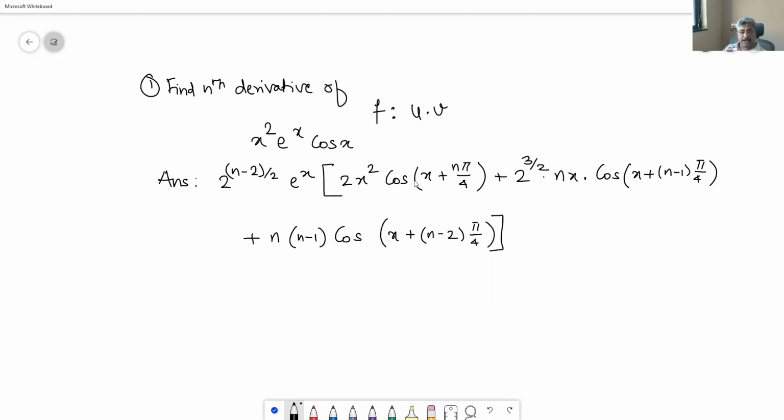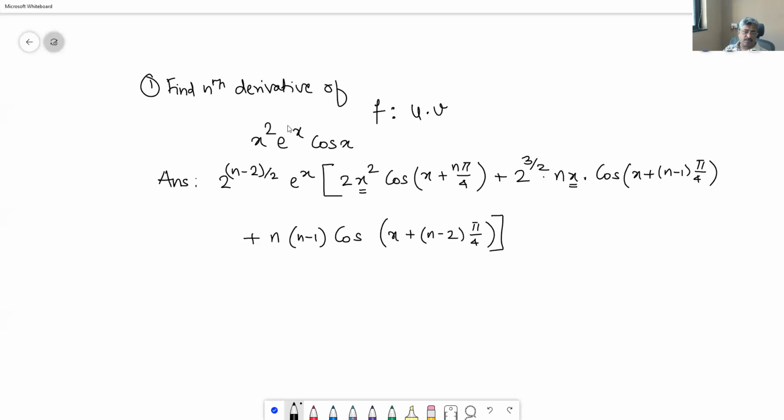Basically, why there are three terms, term number 1, term number 2 and term number 3, is because after three terms, the higher derivatives of x square will vanish, will become 0. Therefore, in the first term you have x square as it is, in the second term you have x, and in the third term you don't have x as a multiplier. So those are the three different derivatives of the first function x square.